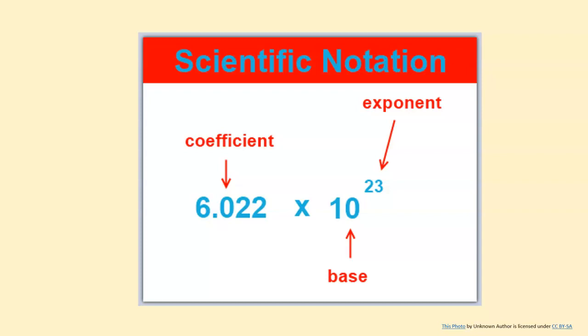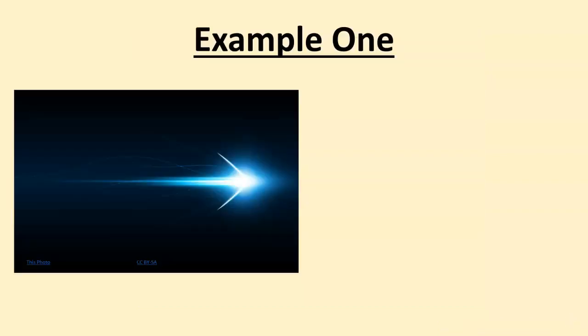You have a coefficient, that's your number before the times or multiplication sign. You have your base, which is going to be raised to the power of 10, and you have your exponent, and that exponent is a superscript, and we're going to get into that in a little bit. So we have some examples.